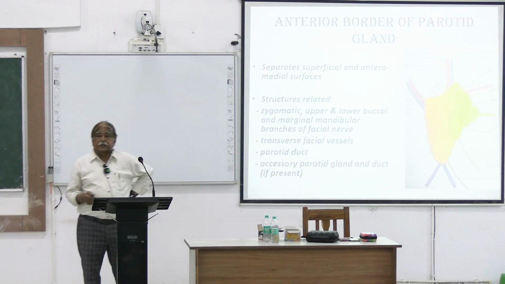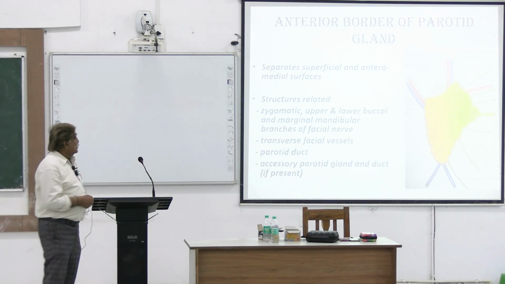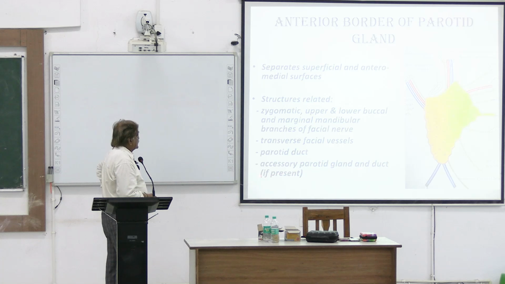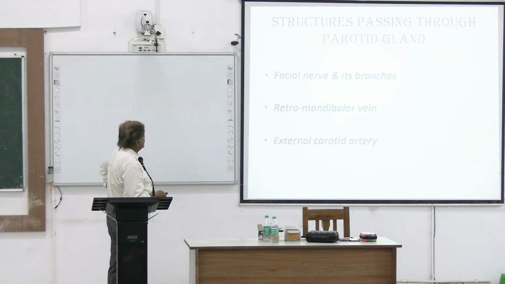Accessory gland is not always present in every case. So, accessory parotid gland and duct, if present. The zygomatic, upper and lower buccal, marginal mandibular branches of the facial nerve, transverse facial vessels, parotid duct and accessory parotid gland and duct if present. Structures passing through the parotid gland: this is a short note for 4 marks. The structures passing through the parotid gland are the facial nerve and its branches, retromandibular vein, and external carotid artery.